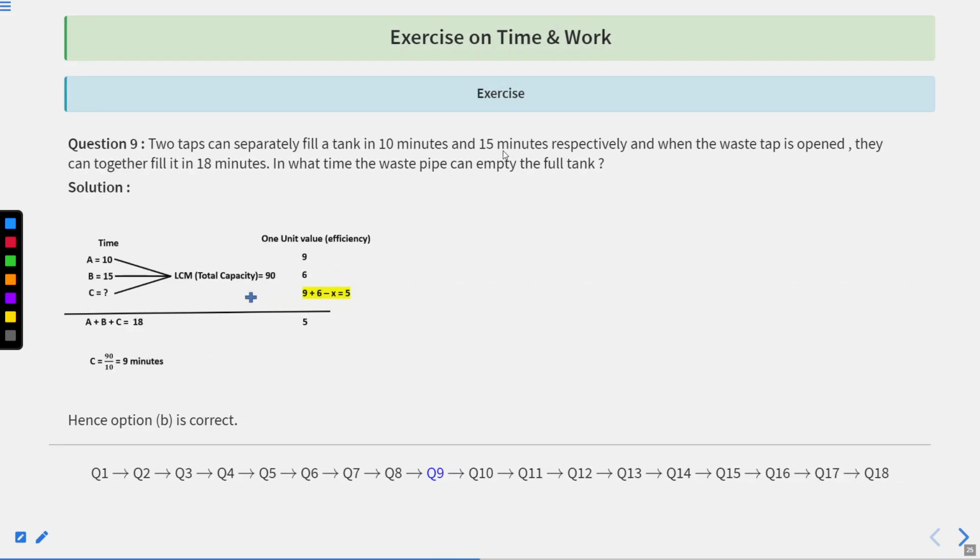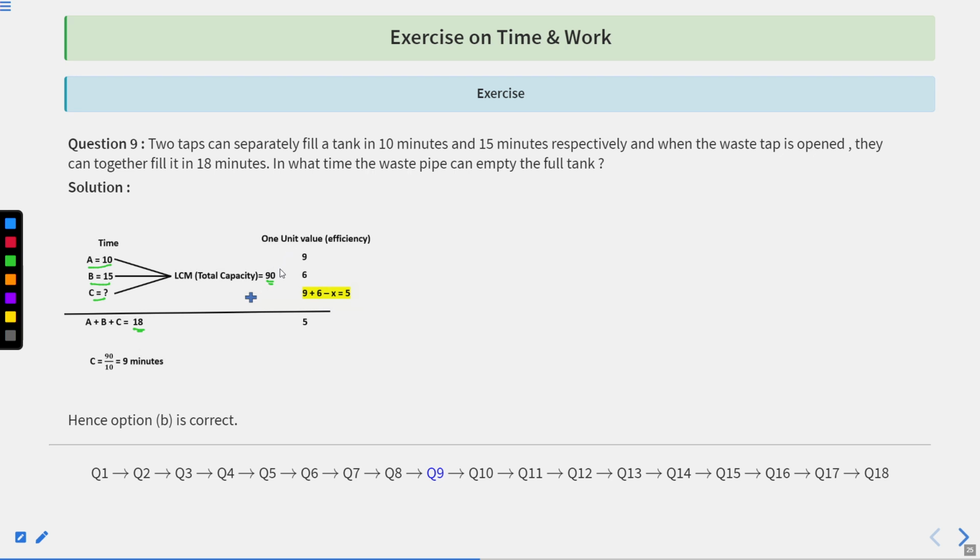So let us have a look over the solution. So A takes 10 minutes, B takes 15 minutes, and time taken by C to empty the tank is unknown. So now LCM, the total capacity. Here one more piece of information is given. So when all of these three work together, it takes 18 minutes to fill the tank. Okay. And the LCM is 90, that is total capacity.